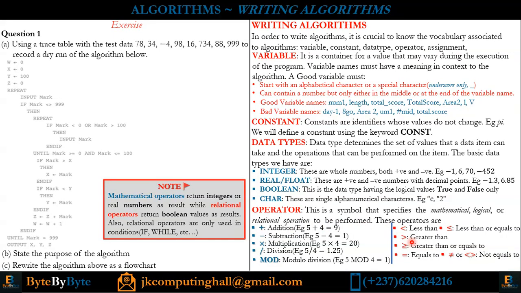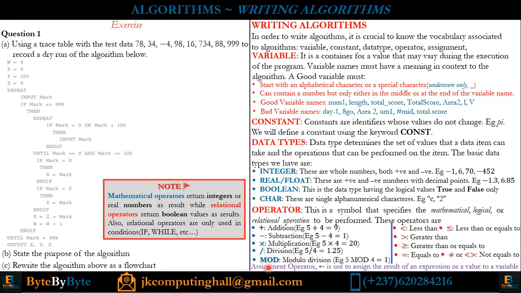Let me explain myself. If I take 5 minus 4, my result is 1. But if I say 5 less than 4, what do I have as answer? It is either true or false. That is why we say relational operators return Boolean values.